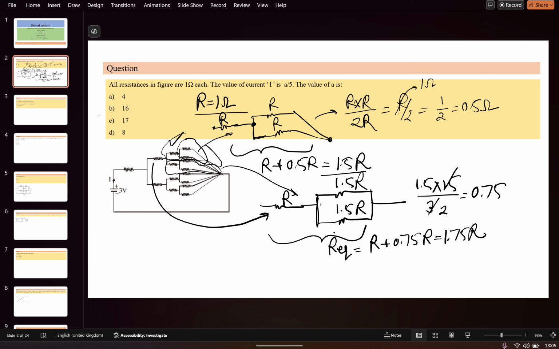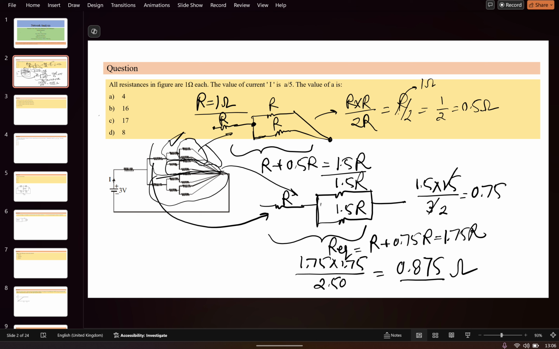Okay. So if you see, the same structure is replicated in the downstairs as well. So these two resistances will come in parallel, 1.75 multiplied by 1.75 and divided by the sum, 3.5, and it will come out to be 0.875 R. That is actually, R is equal to 1, so 0.875 ohm.